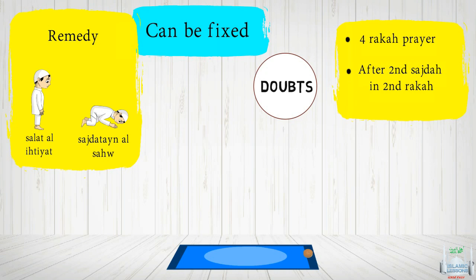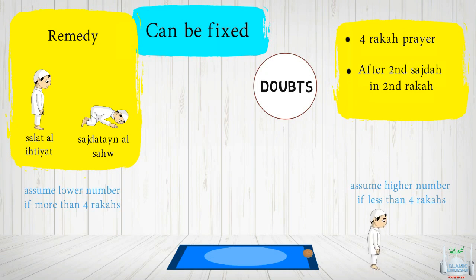The simple rule is if you have a doubt about the number of rak'ahs, you assume the higher number of rak'ahs if it is less than 4 rak'ahs. And if it is more than 4 rak'ahs, you would assume the lower number. Whenever there is a possibility that you performed less rak'ahs, then for each rak'ah possibly missed, you will need to perform 1 rak'ah of Salat al-Ihtiyat. Whenever there is a possibility that you performed more rak'ahs, then you will need to perform Sajdatain as-Sahu.